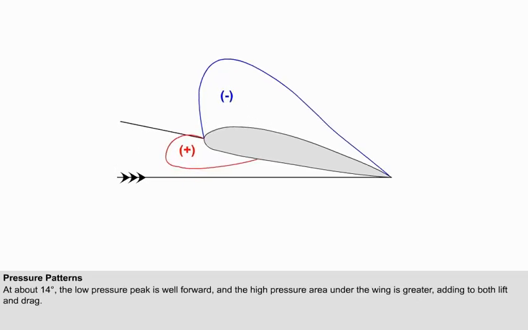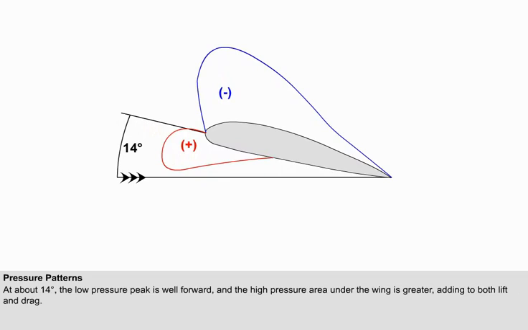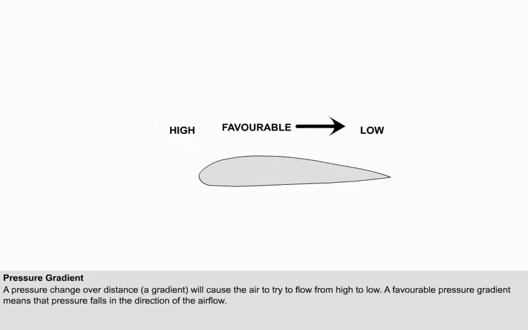At about 14 degrees, the low pressure peak is well forward, and the high pressure area under the wing is greater, adding to both lift and drag. The contribution to the rearwards force is due to the pressure gradient, which is a change in pressure over distance. The greater the pressure difference, the steeper the gradient.